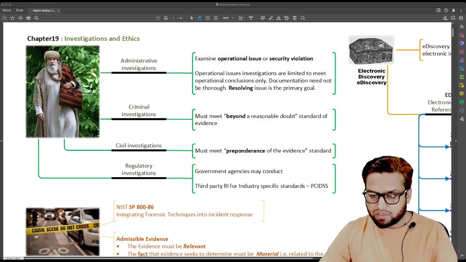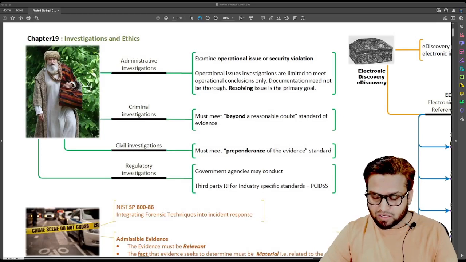Now, what do we do in administrative investigation? In administrative investigation, we examine operational issues or security violations. A company may have different processes and different security checks: physical security, technical security, administrative security. If a violation is reported in the company itself, then it calls for an administrative investigation. Operational issue investigations are limited to meeting operational conclusions only. Here the documentation need not be that thorough, and resolving the issue is the primary goal.